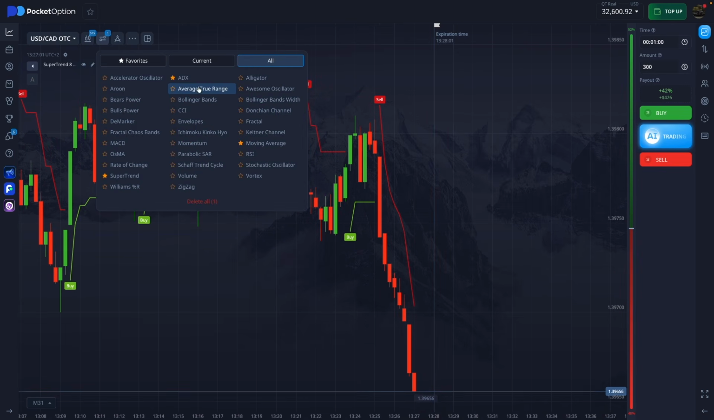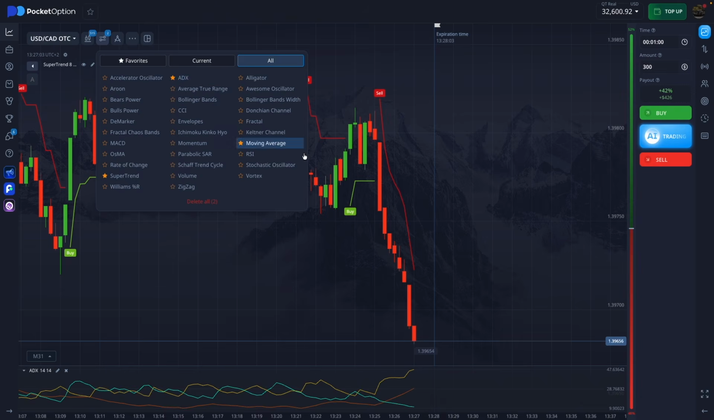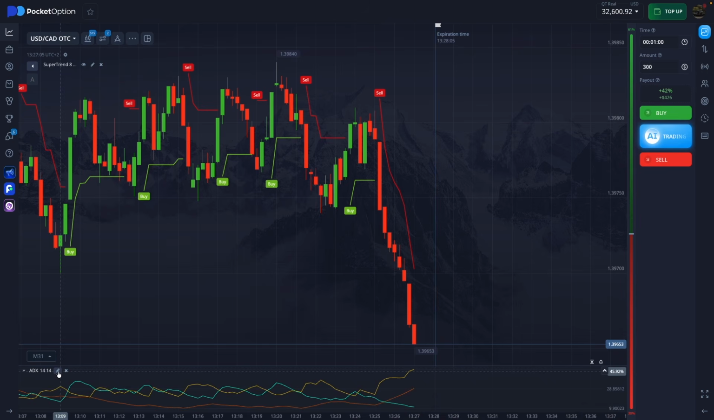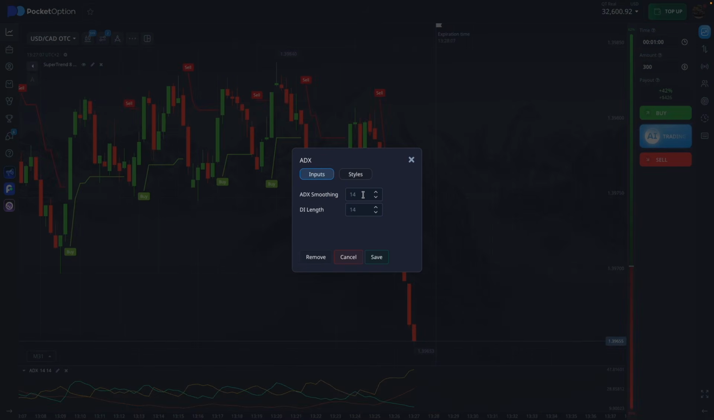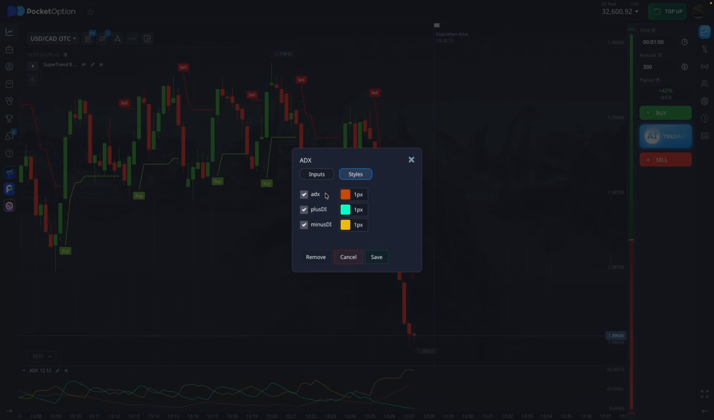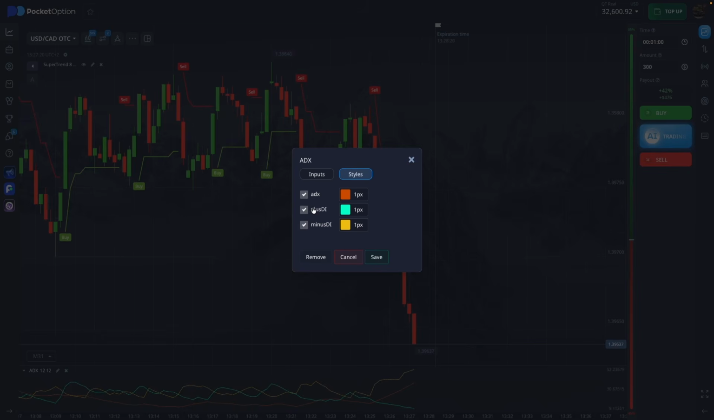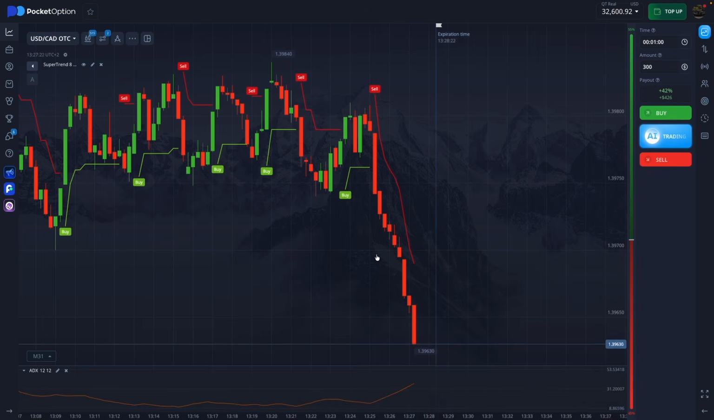The next indicator I need is called ADX. I add it to the chart in the same way. Here I go into the settings, and in the first field I set 12, and in the second field I also set the value to 12. After that, I go to Styles, and as usual, when working with the ADX indicator, I will use only the top line of the indicator, so I just disable the other two.